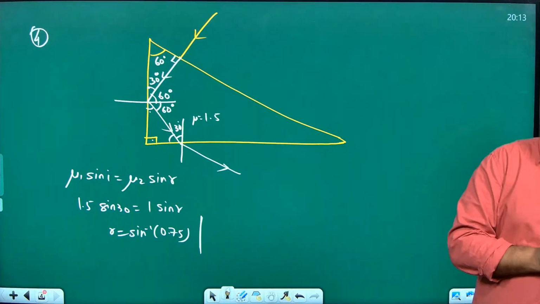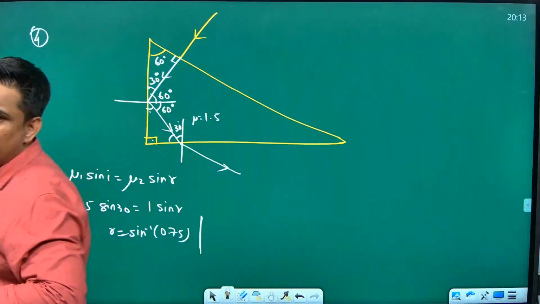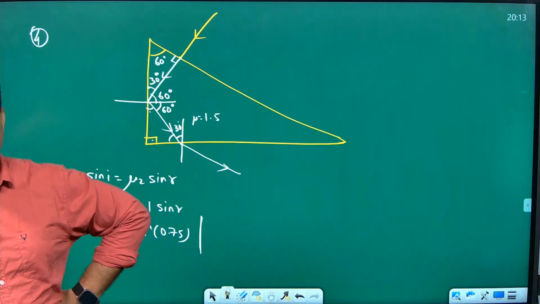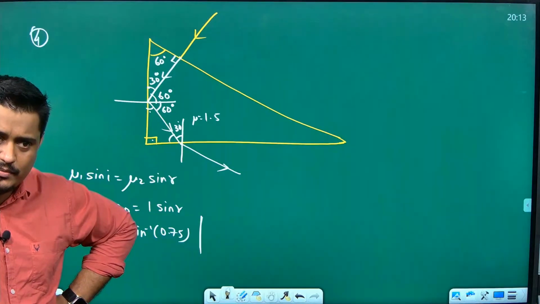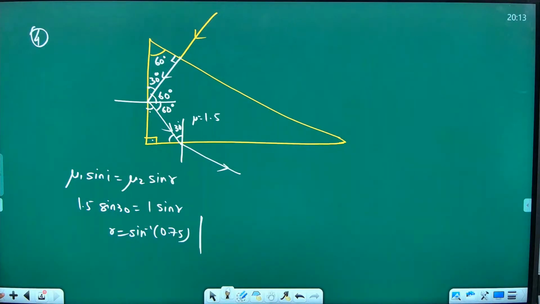So at any point, you have to properly check with all the angles whether it is undergoing refraction, TIR or grazing. Is it clear to you? Any problem? Everything is clear up to here? If yes, give the next heading as circle of illumination.